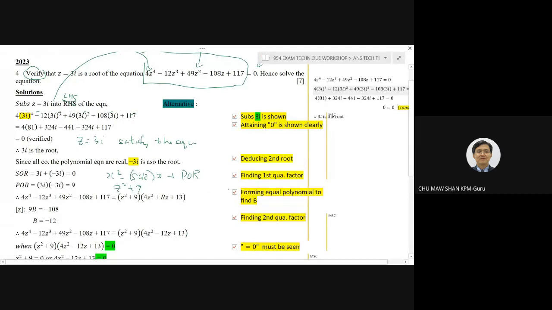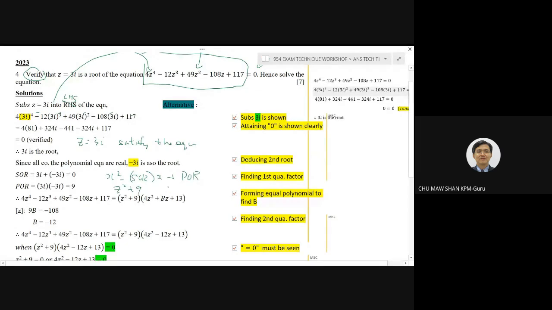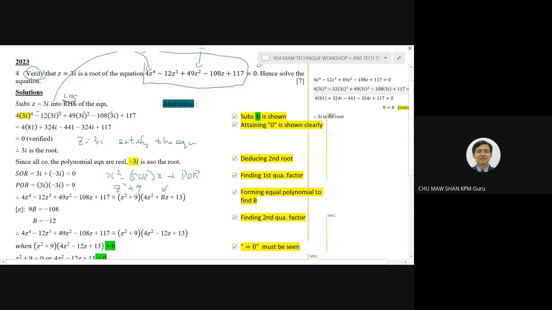Okay, now I'm working in the form of equal polynomial to look for the second quadratic expression. But here, I'm only able to read the coefficient of z squared is 4. The last one must be 13 because 9 times 13 gives 117. Now I have a little bit of trouble to get the coefficient of z. Some can see directly, I know. But normally, I encourage you, you just work like that. Coefficient of z at the left-hand side is negative 108.